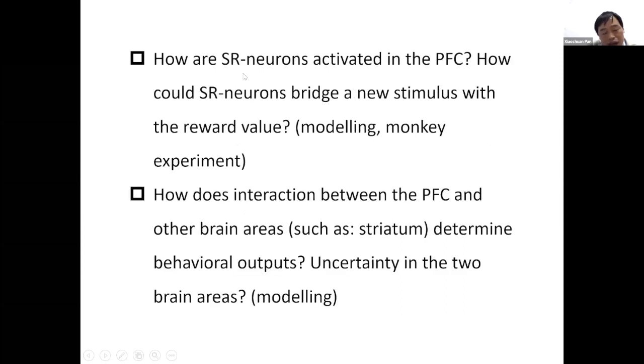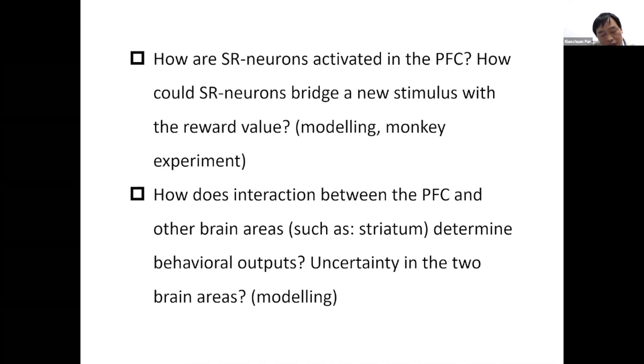Another question is how the SR neurons are activated in the PFC. In our idea, SR neurons in the PFC may be very important for combining the reward information and the category information to perform the inference. But how could the SR neurons bridge a new stimulus with the reward value? For this we should look at the neural circuit level, to see how the information is combined. Of course, at the behavior level, we are very interested in how the interaction between the PFC and other brain areas, for example striatum and hippocampus, determines the behavior outputs.